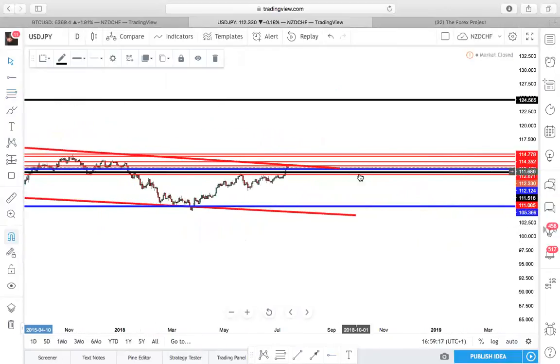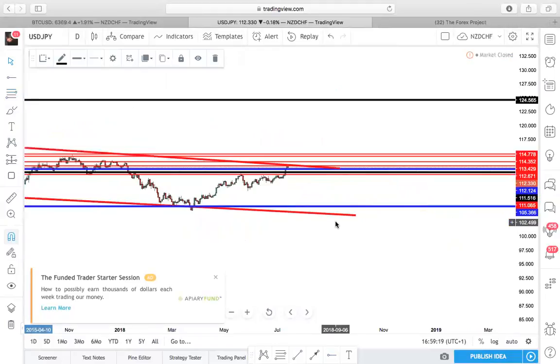We just have to watch this 111.5 level. As long as we stay above it, we're bullish. Below it, we're bearish. Plain and simple. USD CAD.